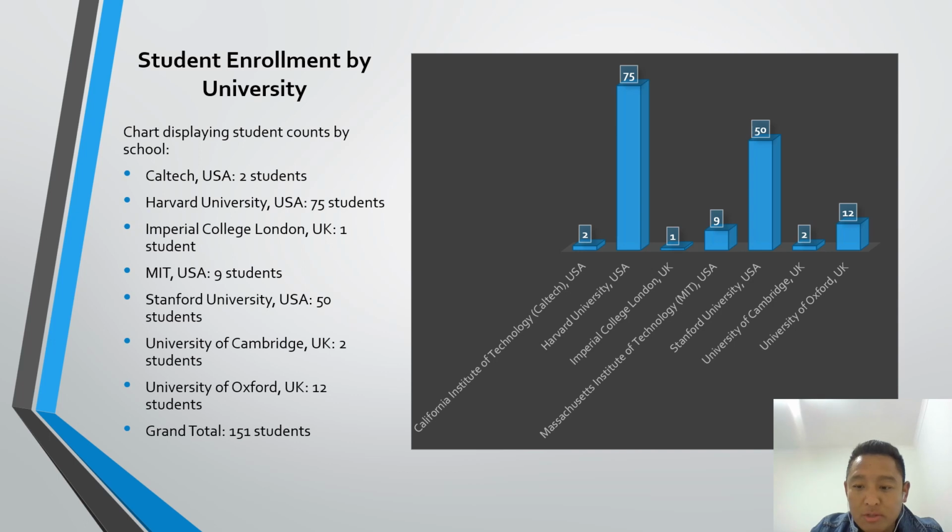My name is Himanshu and I'm going to present on student enrollment by university. Basically, the chart interprets the number of students enrolled by different universities. California Institute of Technology has 2 students. Harvard University has 75 students. Imperial College of London has 1 student. Massachusetts Institute of Technology has 9 students. Stanford University has 2 students. University of Cambridge has 2 students. University of Oxford has 12 students. So in total, there are 151 students.